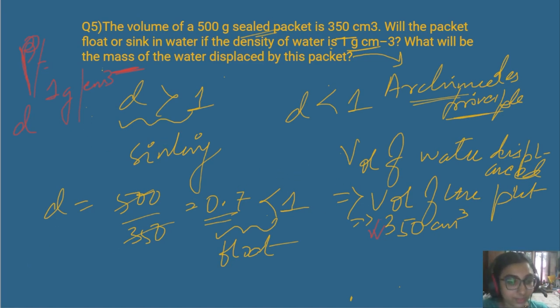So how will we find the mass? Mass displaced is equal to density of water into volume of the water displaced, which is equal to volume of the sealed packet, which is 350. Which gives us 1 into 350 or 350 gram, right? So the mass of the water displaced by this packet is 350 gram.